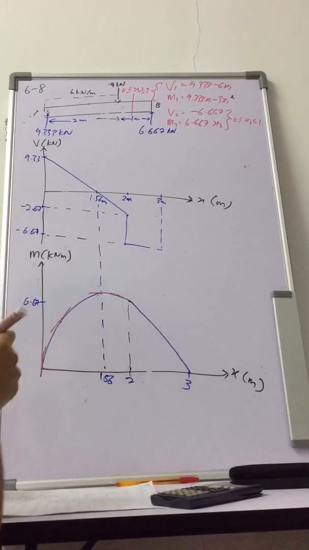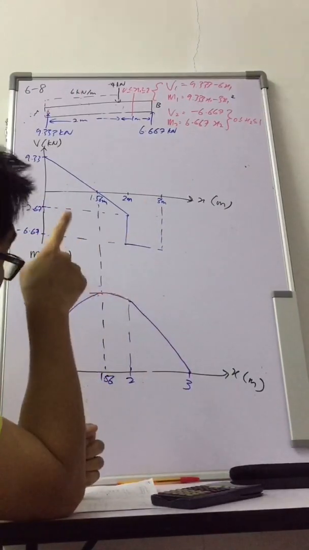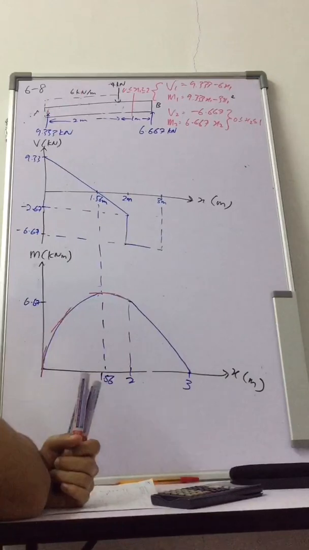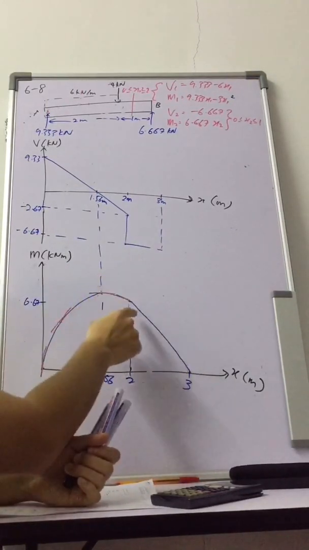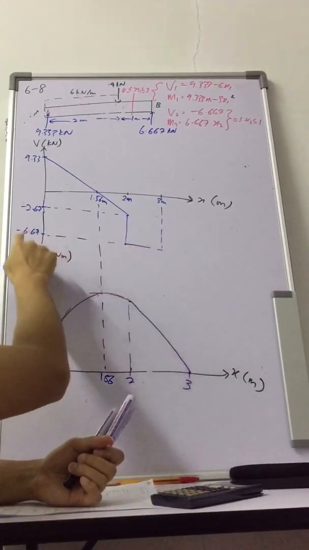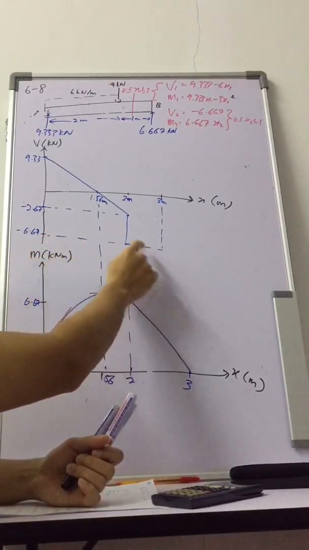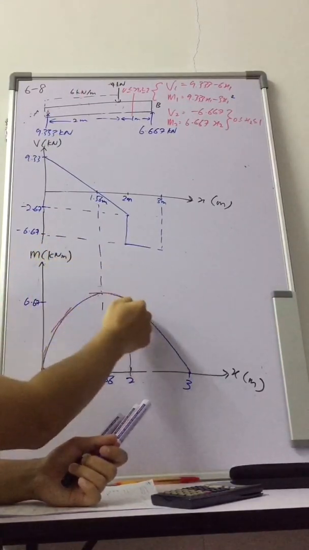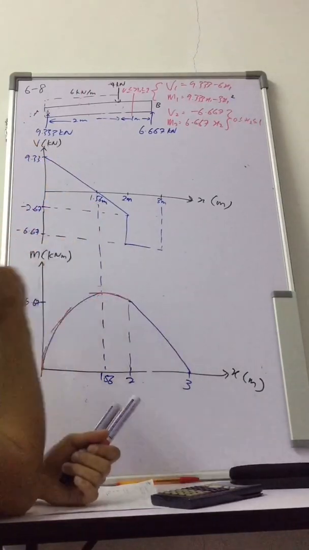The direction is a straight line. How do we know this is a straight line? First, you can look at the equation of M2. M2 equals 6.67 x2. Obviously, it's a straight line, isn't it? x2 to the power of 1. Then again, the slope of this will be 6.67, sorry, minus 6.67. This slope. Alright? So this is your shear force diagram. This is your bending moment diagram.